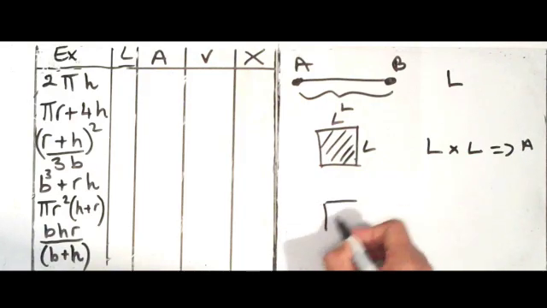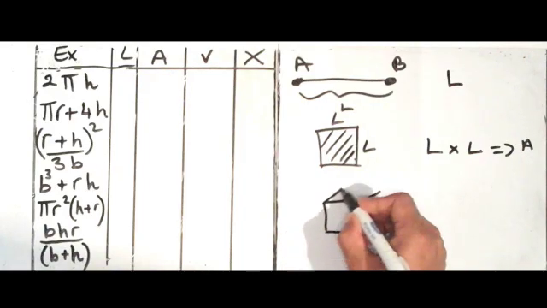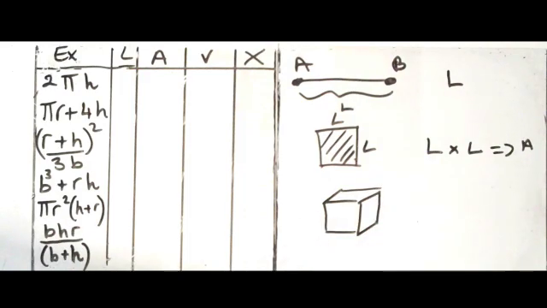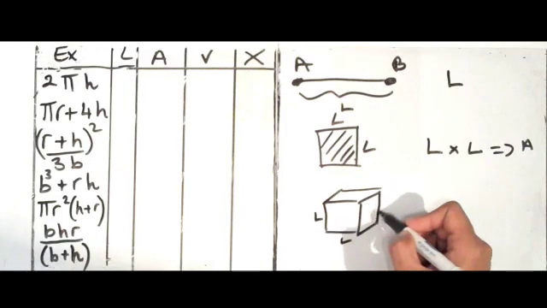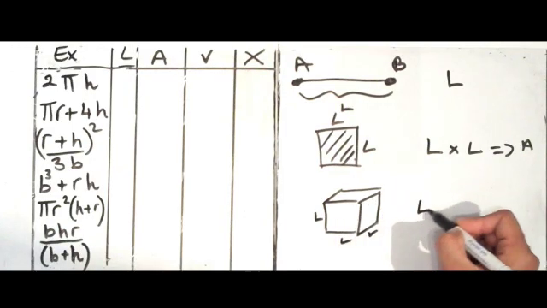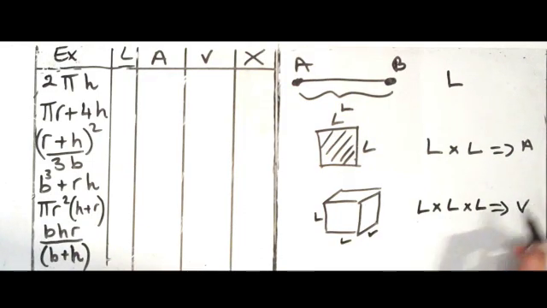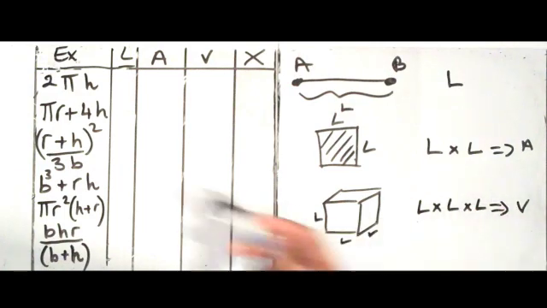If I have a 3D shape, then I need at least three lengths that I multiply together to work out the volume. So I need the length here, here, and one there. So I need three lengths multiplied together to work out a volume. Now let's see how we can use that to work out which formula tells us whether we're working out a length, an area, or a volume.